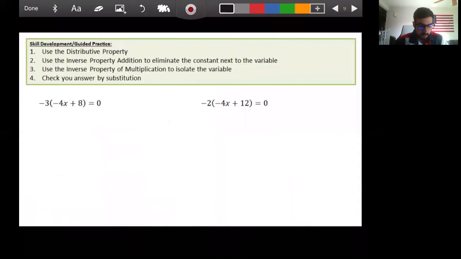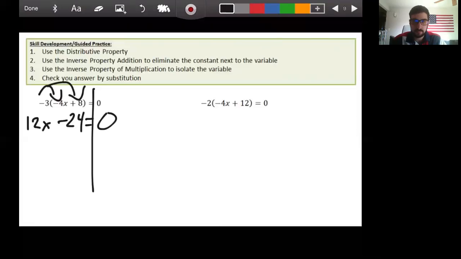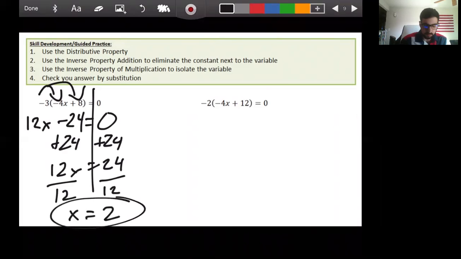All right, so moving on. Still going to build our wall. Distribute, distribute. Negative times the negative is a positive 12x minus 24 is equal to 0. Just because it's equal to 0 does not mean we cannot solve this. It just means there's 0 on that side of the equal sign. When we move this 24 by doing the opposite, we still do it to both sides. 12x is now equal to 0 plus 24, which is 24. And divide by 12, divide by 12, x is equal to 2. So go ahead and pause your video, do the one on the right.